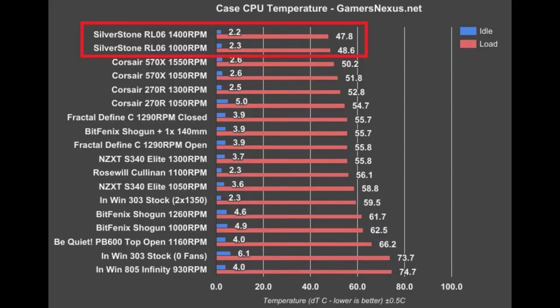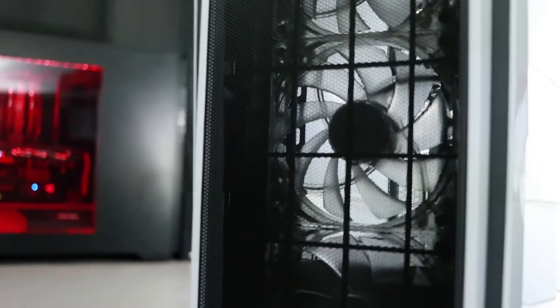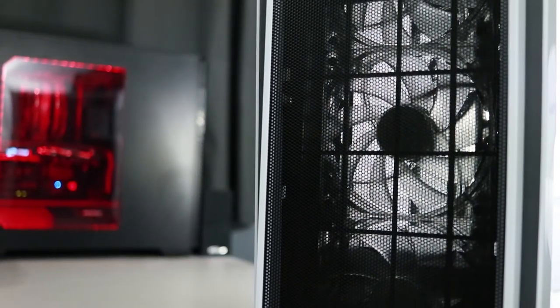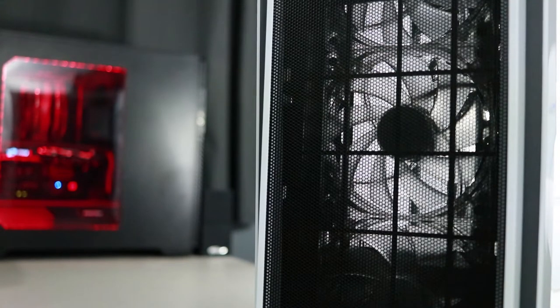So, at the time of review, the Silverstone RL06 was the best thermal performance case they had tested recently. The CPU saw only a 47.8 degree increase over ambient, while the GPU saw only a 47.1 degree increase over ambient. They did note, however, that you can bring the fan speed down from 1400 RPM to just 1000 RPM, and that increases the CPU temperature by just 1 degree while lowering the noise down to 37 decibels, which is much more tolerable. But of course, no case is perfect.